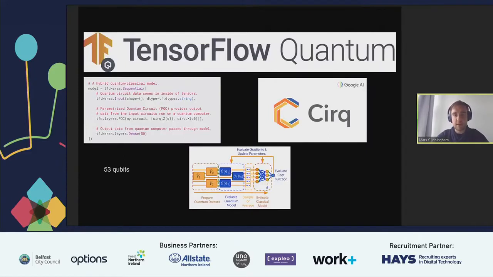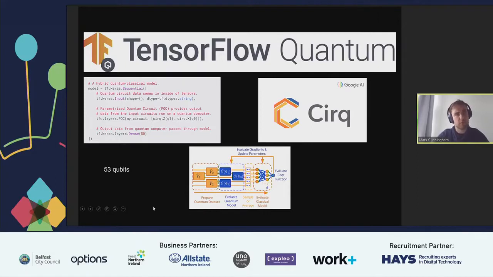So let's talk about Google. Cirq is usable in Python, and Google recently intertwined this with TensorFlow Quantum. TensorFlow, for anyone who's not aware, is basically their machine learning framework. And we can see here on the left how they are integrating quantum circuits into a Keras sequential model.